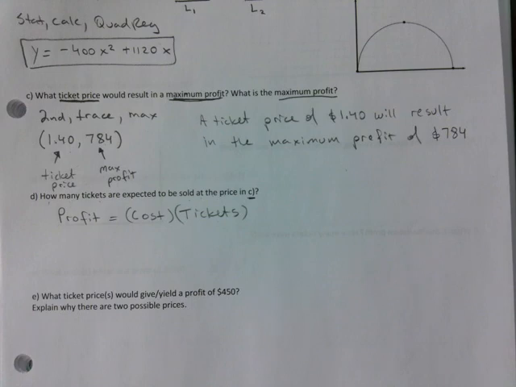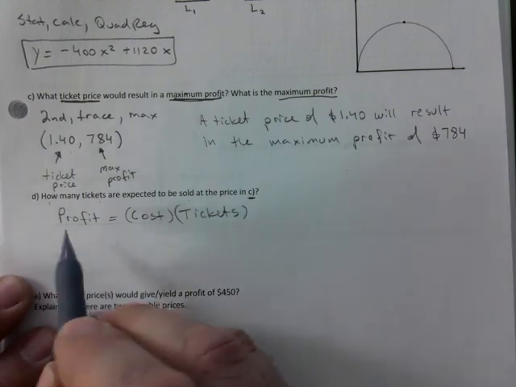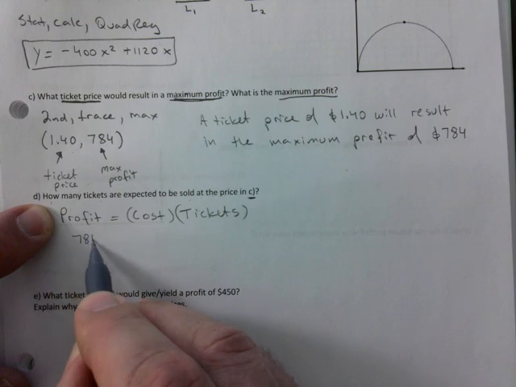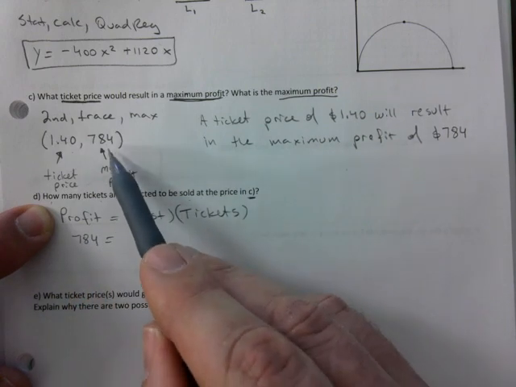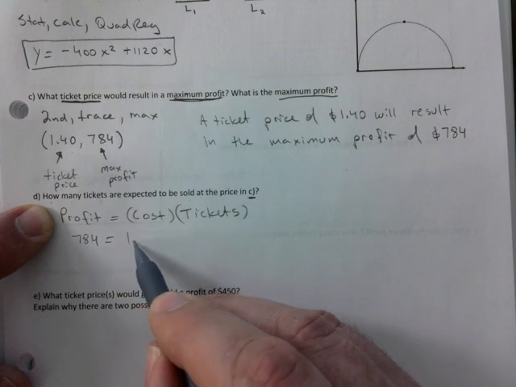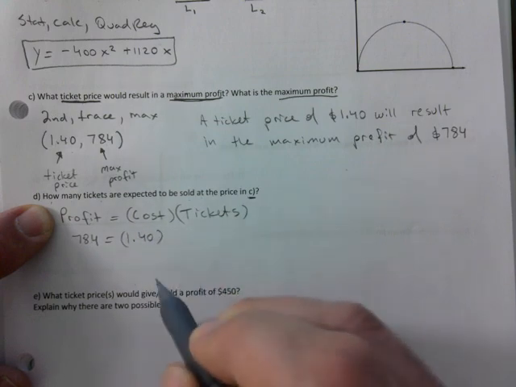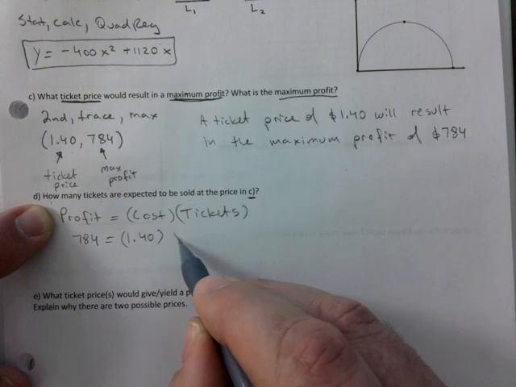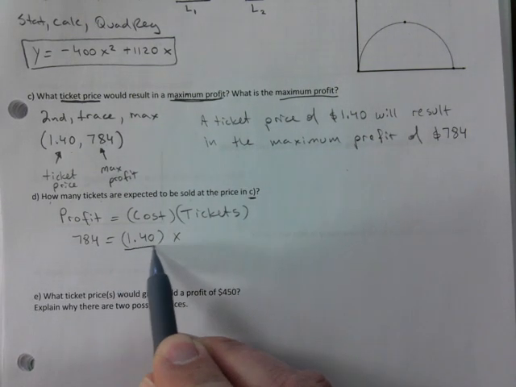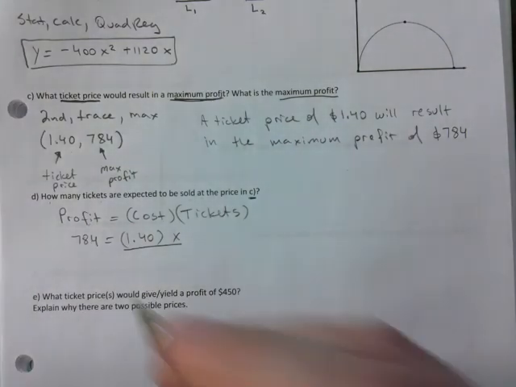Because right now the number of tickets are not on our parabola, right? But we know that our profit is 784. We have that right here. We bring that in here, 784. We replace that. We know that the cost per ticket is $1.40, and the number of tickets would be like my X variable. So what do you have to do to both sides to isolate X? We divide both by $1.40.